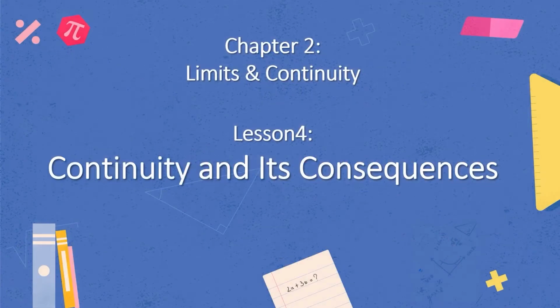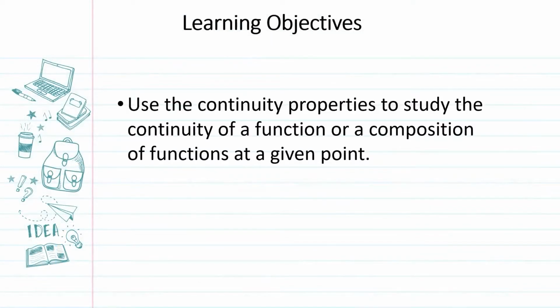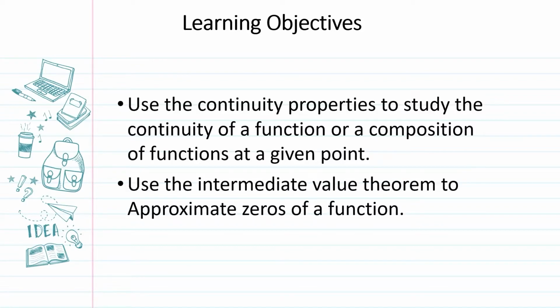We are at the fourth lesson, continuity and its consequences. By the end of this lesson, we should be able to use the continuity properties to study the continuity of a function or composition of functions at a given point. And then we will learn about the intermediate value theorem and how we use it to approximate zeros of a function.